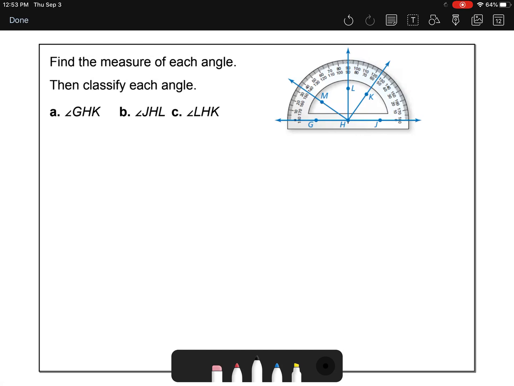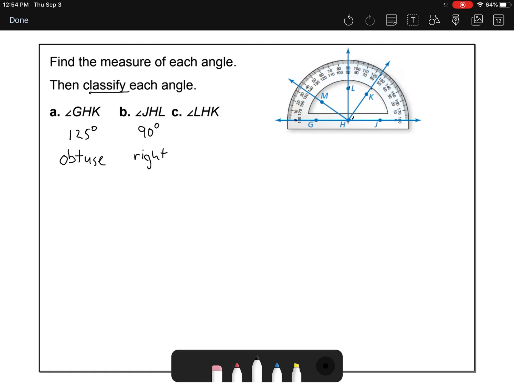What is GHK? Well, 0 is to the left, so we're reading the outside. GHK looks like it's about 125 degrees. Then we're supposed to classify. Is it acute? Is it right? Is it obtuse? Or is it straight? It's more than 90 but less than 180, so that is obtuse. What about JHL? Easy, right? 90. So that is a right angle.